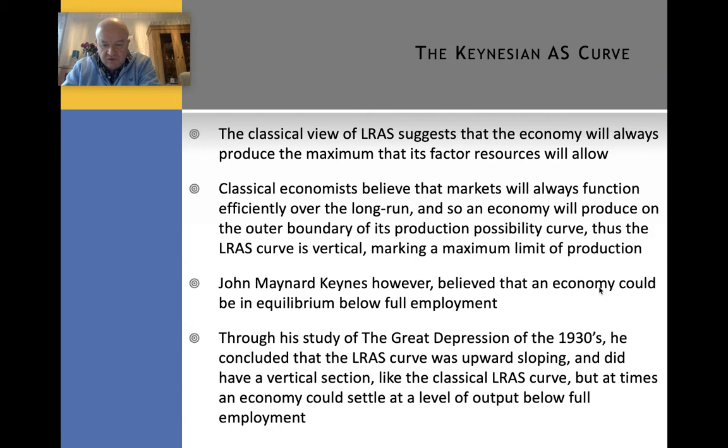Now, he did an awful lot of study and was heavily involved in trying to solve the issues in the US of the Great Depression during the 1930s. And he concluded that basically the LRAS curve was an upward sloping one, not a vertical one. It did have a vertical section, as you'll see, but at times the economy could settle at a level of output that was below full employment. Okay, and this is how this was demonstrated.